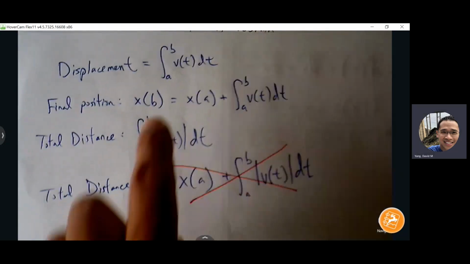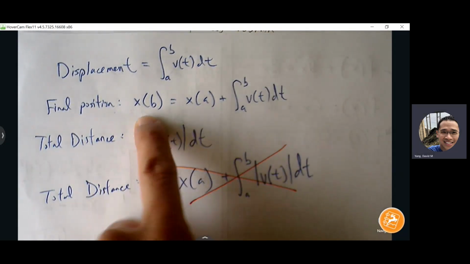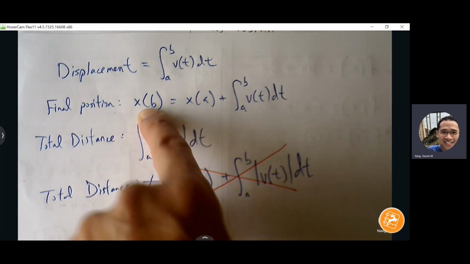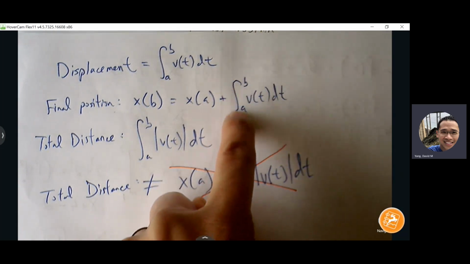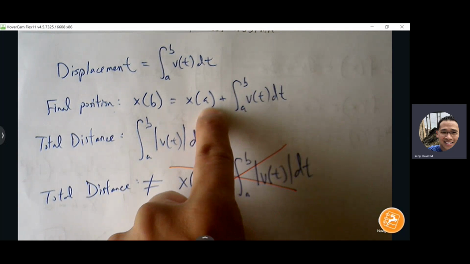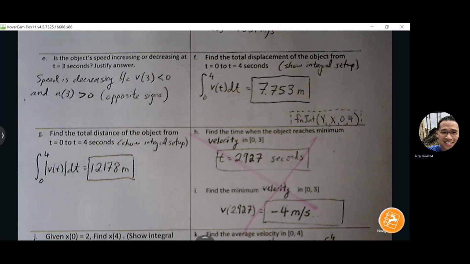So x of b equals x of a plus the progress. I want to find the location 4 seconds in. I have where I am at 0 seconds. All I want to do is figure out how much progress I made between that time interval, and I'll add it to my starting location.